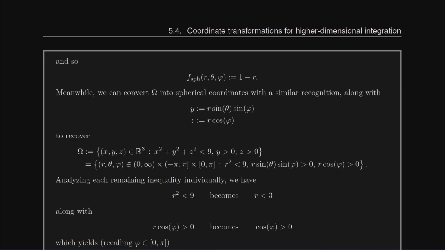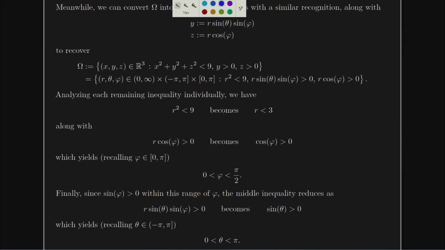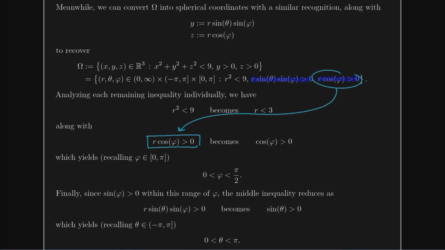We see that the radius is bounded by 3. We do have to put a little bit of extra work into these two terms to figure out some normal domain bounds for theta and phi. So what should we do there? Well, we're going to isolate. Let's just isolate this last one first. We know that the radius is always positive. So something like r cosine phi being positive, we don't really care about r, and we can just say cosine phi should be positive. Well, what would cosine phi being positive mean?